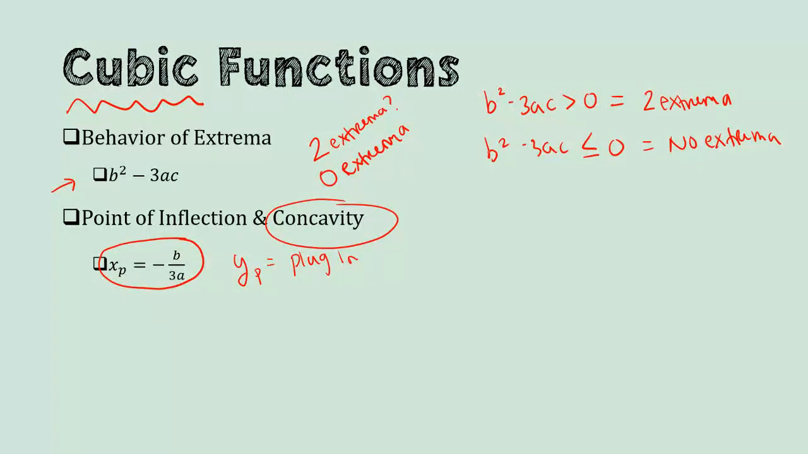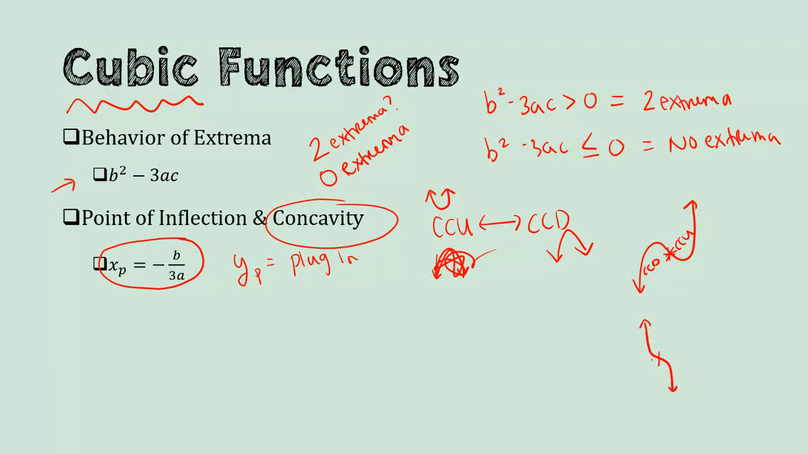So concavity, the point of inflection is where it changes between concave up and concave down. Remember that concave down looks like this. Oh, I said it and then I drew it in the wrong place. Concave down, concave up. Okay, and so regardless if my cubic function looks like this, I'm going to have a point of inflection and it's going to be concave down, concave up. If mine looks like this and I don't have extrema, I'm still going to have a point of inflection where this is concave up and this is concave down.